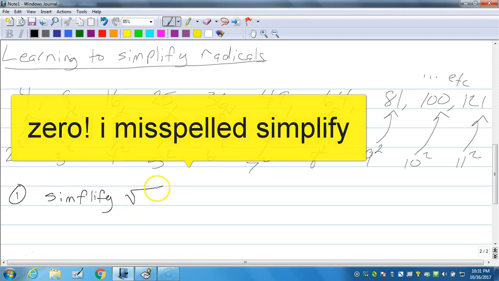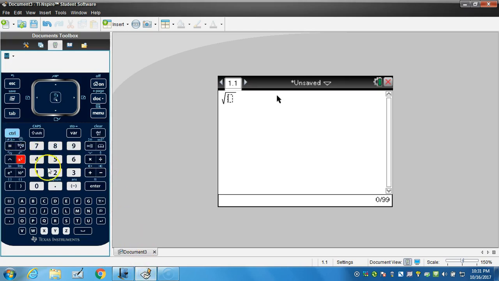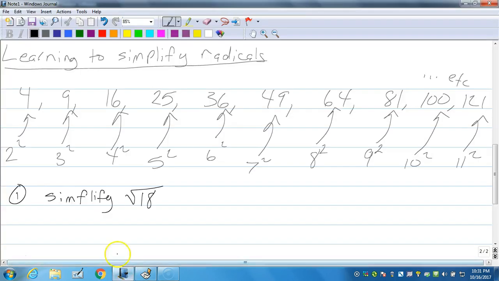Simplify the square root of 18. Now, if we come over here and do square root of 18, 4.24. I don't want 4.24. 4.24 is approximate. You can use that in my regular class. In my pre-P, you're going to learn how to simplify these by hand.